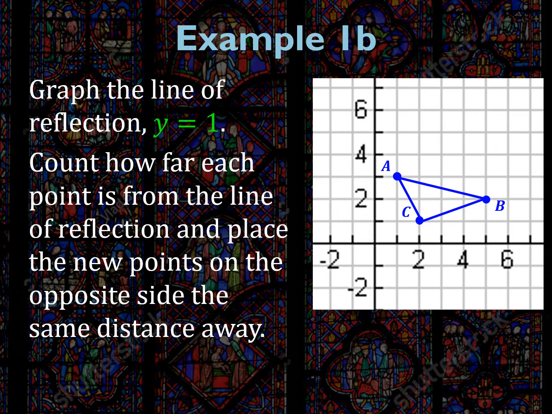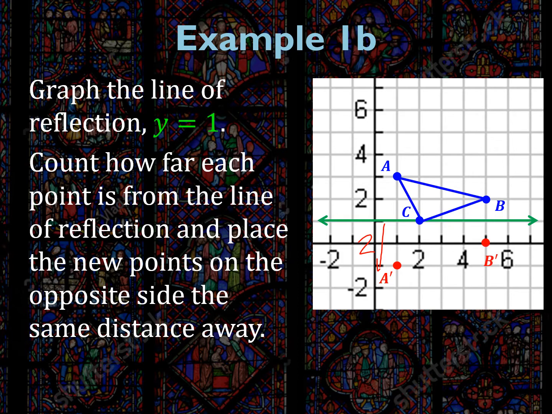So let's start by graphing the line of reflection y equals 1. That's a horizontal line through 0, 1. So again, we're going to count how far each vertex on the triangle is from the line of reflection and place new points on the opposite side the same distance away. So A is 2 units above the green line, so A prime has to be 2 units below. B is 1 unit above the green line, so B prime has to be 1 unit below.